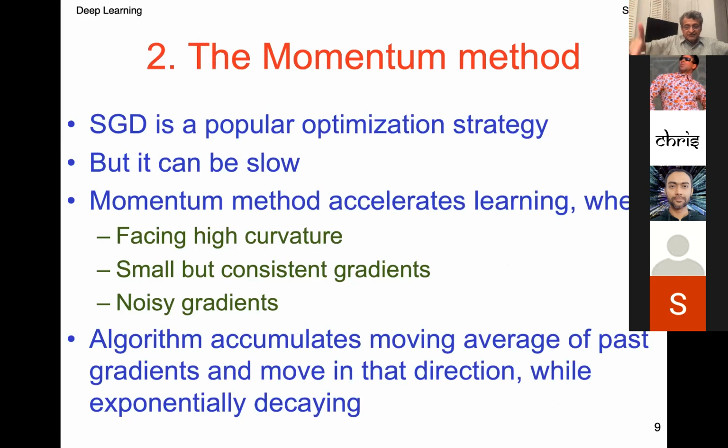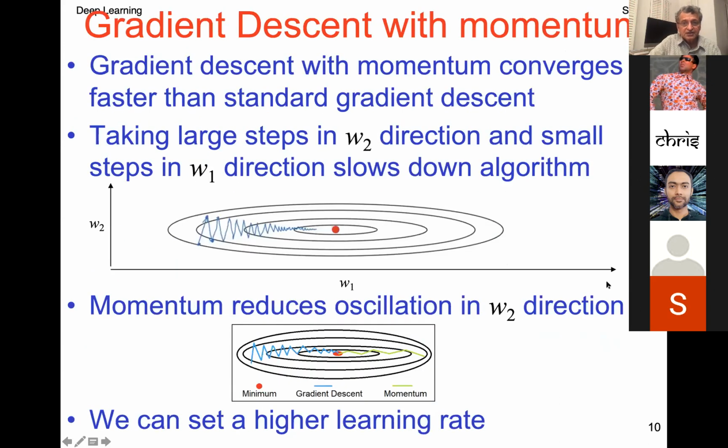It's going down a surface. And it is saying don't keep making sideways moves. Keep track of the fact that you're going down, going down, going down, you know. So momentum says keep going in some direction by keeping track, because we are not talking about vectors here. There's not a single value. So that gives you the direction. So gradient descent with momentum converges faster than standard gradient descent.